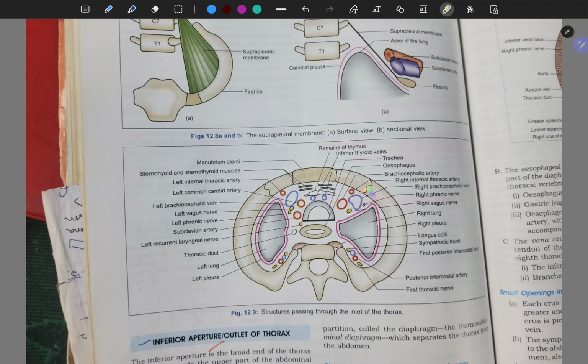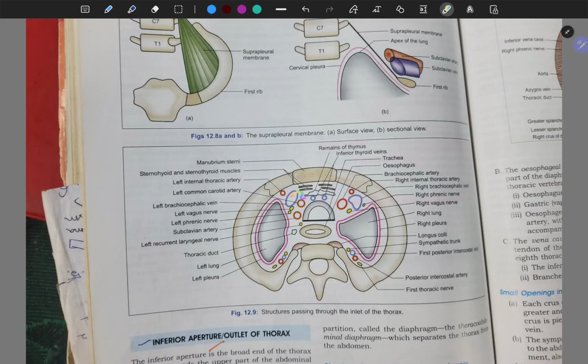So you will be having the subclavian vein and internal jugular vein, which join to form the brachiocephalic vein on the right side and on the left side. In the carotid sheath, in between the internal carotid and internal jugular vein, we have the vagus nerve: right vagus nerve and left vagus nerve. The vagus nerve gives the phrenic nerve branch, and the internal thoracic artery, which lies under the surface of the rib on the medial aspect. Left internal thoracic, right internal thoracic.